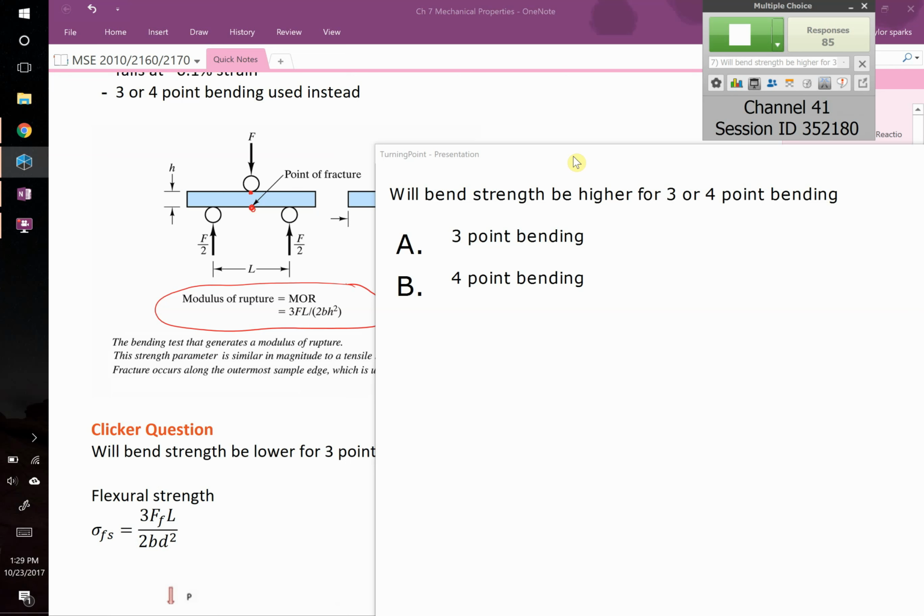Yeah, Rob, what do you think? I figure that I'm probably going to break sooner under 3-point bending because the force is distributed over a smaller area. Okay, let's clarify terms a little bit.